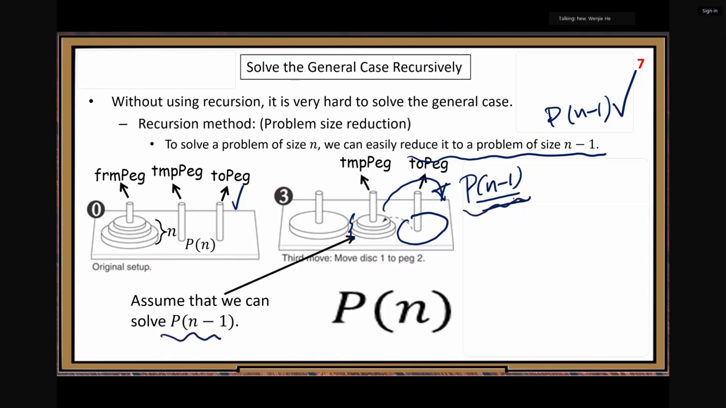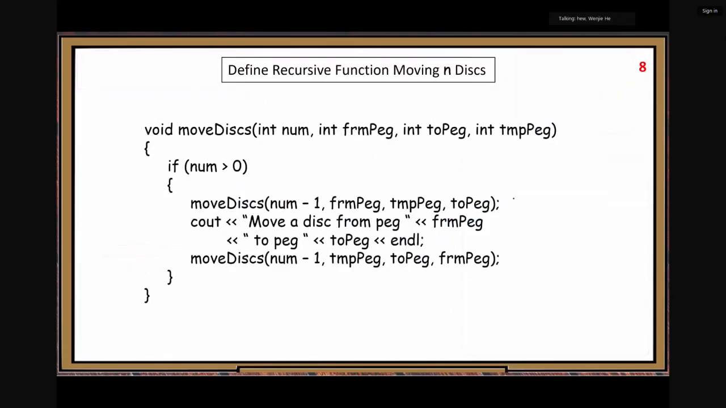In between, we need to move the bottom disk. That's the general solution. All right? Then, the last step, we need to write a pseudocode to implement this idea.